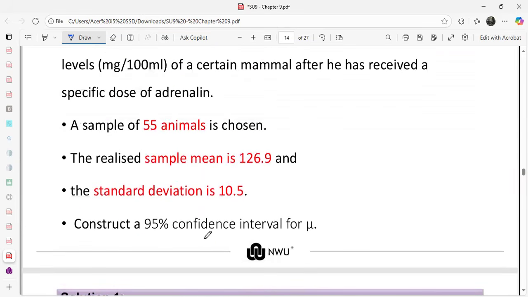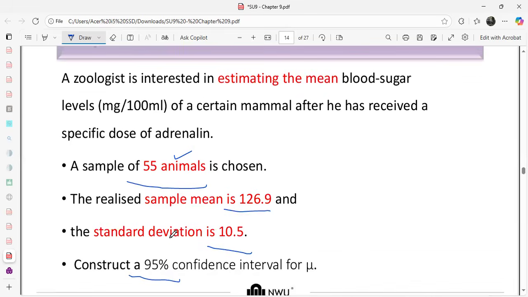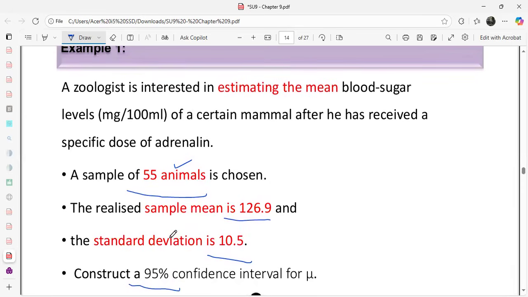On this one, we are given the sample mean and the sample n, 55. The sample mean is here, and the standard deviation is here. Now they are telling you 95%. Remember I said with 95%, you use 1.96 for the confidence interval. But if they say 99%, you use 2.58. If they say 90%, you use 1.64. That's how you do it.